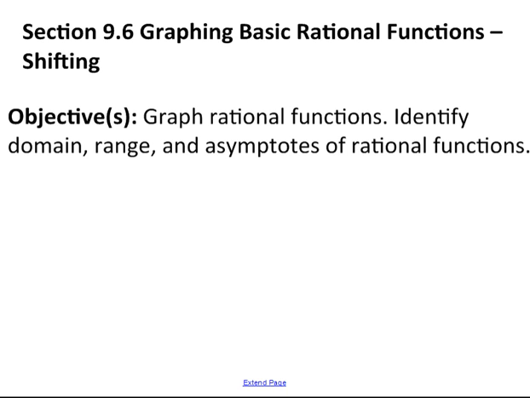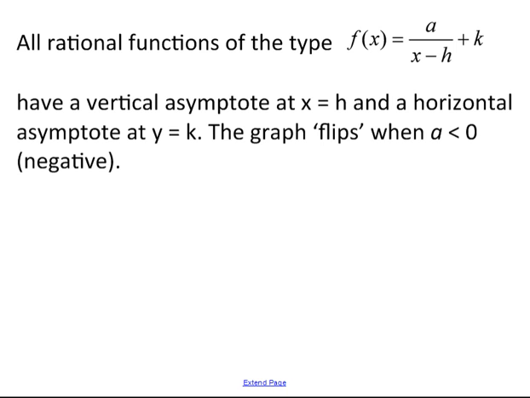This is section 9.6. We're still going to be graphing rational functions, but the equation looks a little bit different. The process for graphing these equations is going to be a little bit different. If we have a rational function that the equation looks like that, notice you have a number outside of the fraction. When you have a number outside of the fraction, you're going to use this process to graph it.